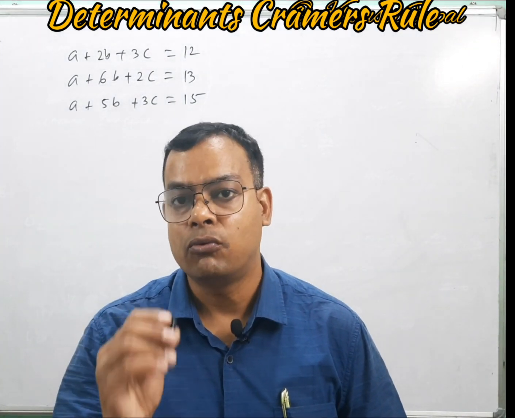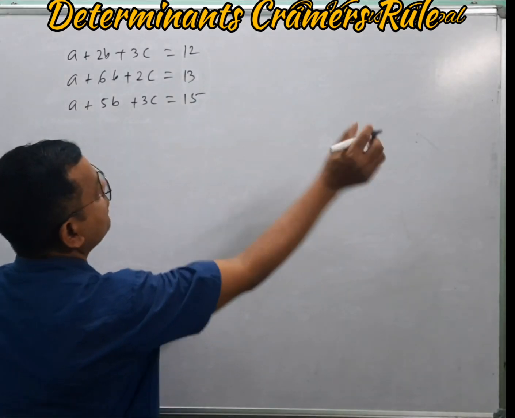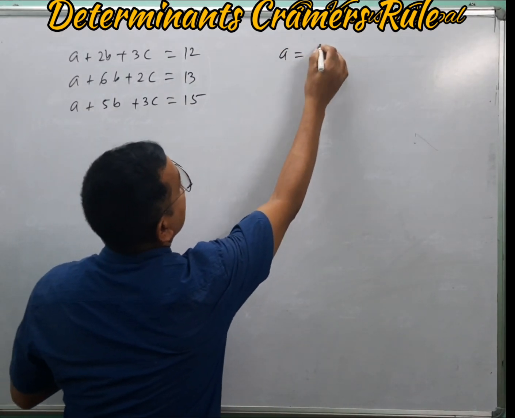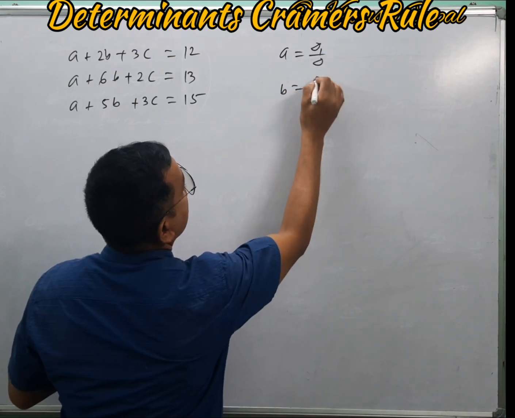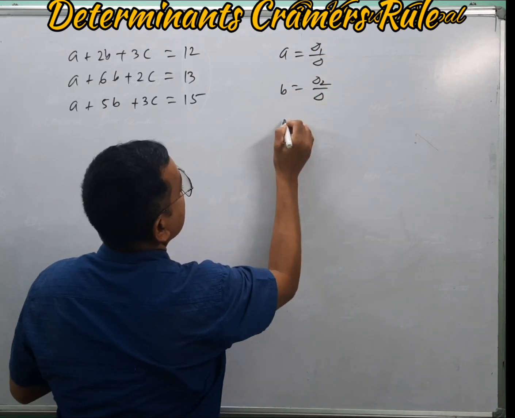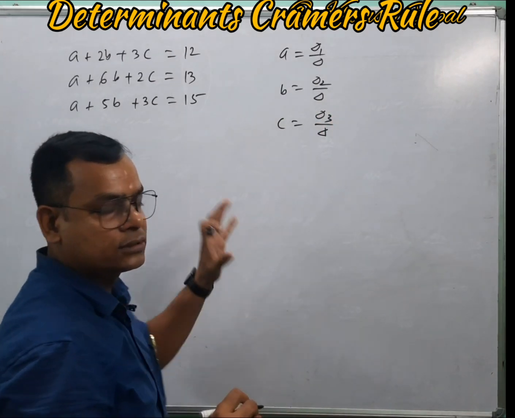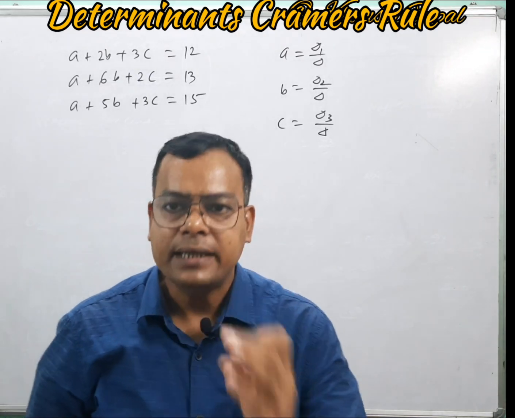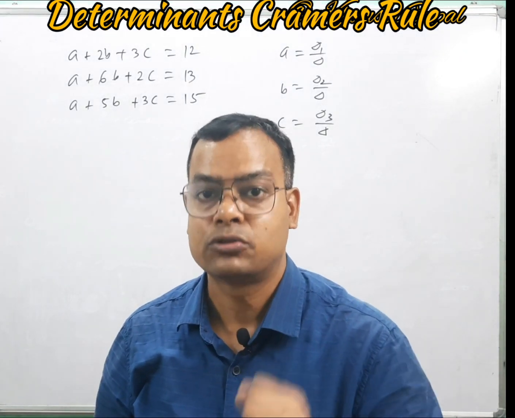First, I am showing you what is actually Cramer's rule. Cramer's rule, we can solve here like that: A equals delta 1 by delta, B equals delta 2 by delta, C equals delta 3 by delta. By this we can solve. But what is delta? What is delta 1? What is delta 2? What is delta 3? That also I have to know.